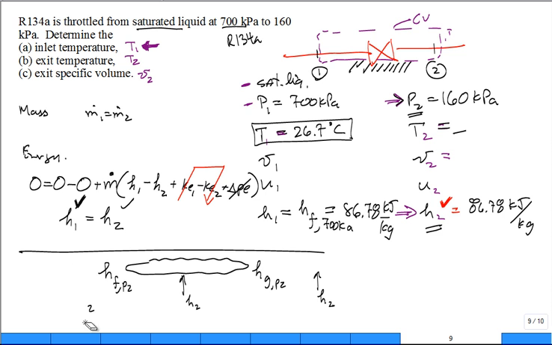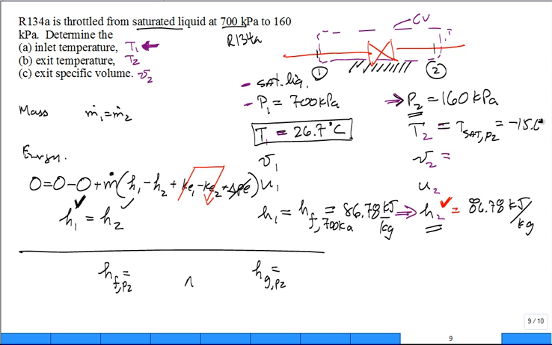So what we did was we found that this value is what, and this value is what, and yes, h is between them. I forget the numeric values. So what is the temperature at state 2 then? It's the saturation temperature at 160 kilopascal. So the temperature T2 ends up to be negative 15.6 degrees C.